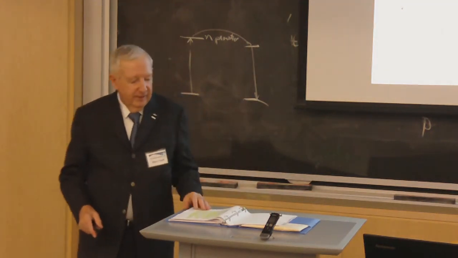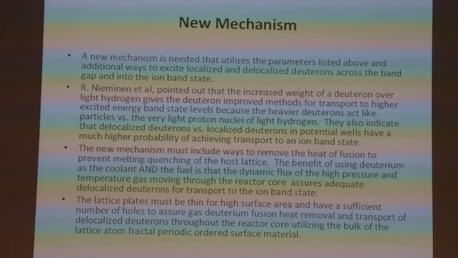Now, why do you want deuterons in the band state? It is because they have a wave nature when they get into the band state. They act like what the authors call quasi-particles. They use the duality principle and say, well, when you're at that high a level, you're in a wave state like the Schrodinger equation.